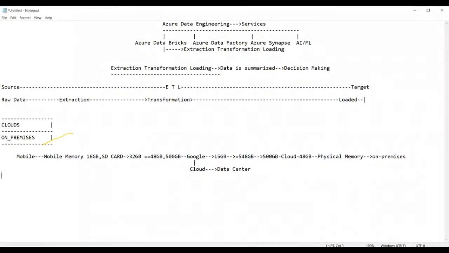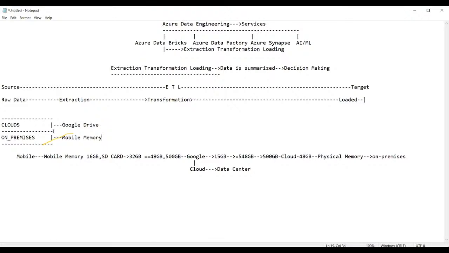So now, guys, in the same way, here you have cloud and on-premises. Cloud means storing the data onto Google Drive, which is your cloud environment. And on-premises is nothing but storing the data in your mobile phone's physical memory. The mobile phone memory is called what? On-premises. Am I right, guys?